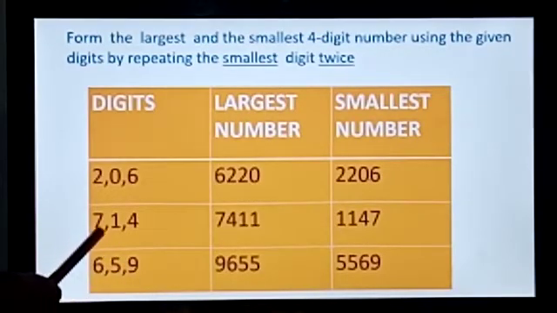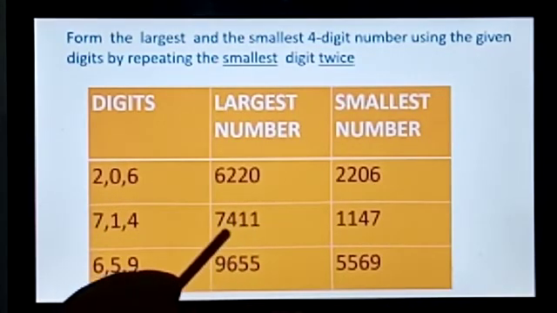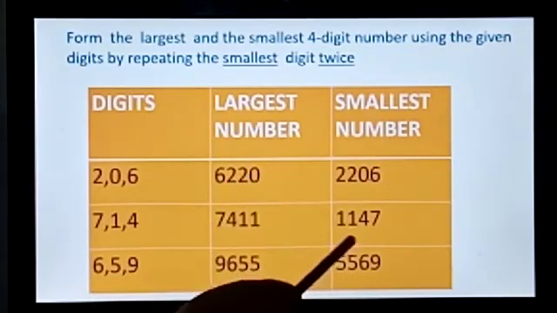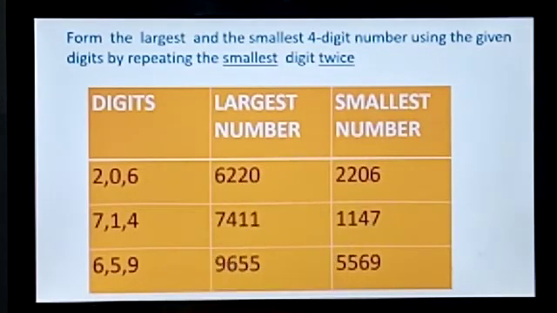The next number is 714. Here what is the smallest number, children? 1. So that needs to be repeated twice. So the largest number will be 7411 and the smallest number will be 1147.